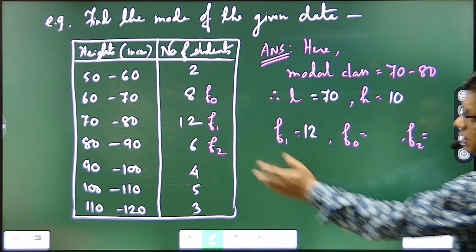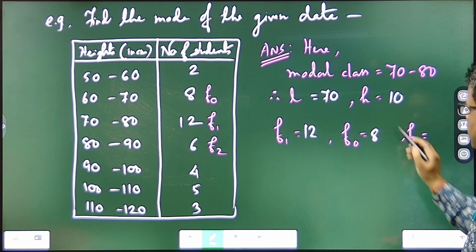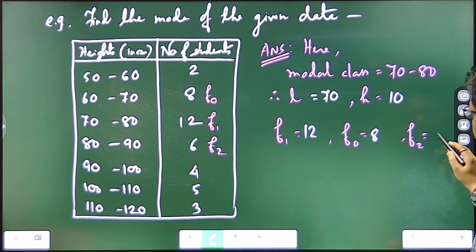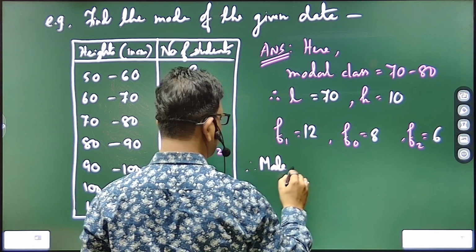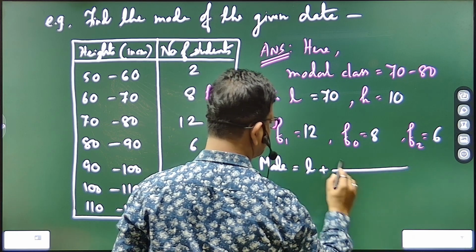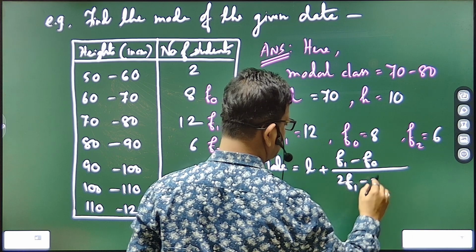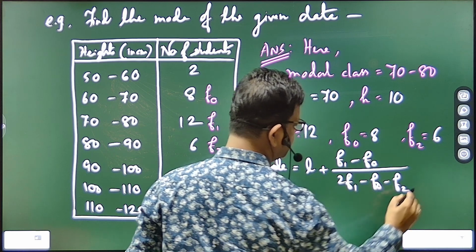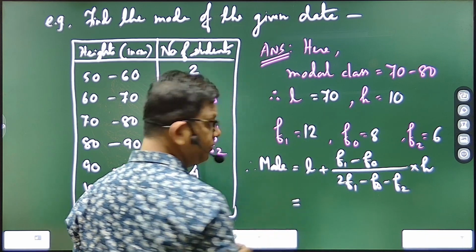Preceding class frequency, that means 8, is your F0, and then 6 is your F2. Is it okay? Done. Now everything is ready. Is there any doubt? You just need to now know the formula. The formula goes like that. Therefore mode equals L plus (F1 minus F0) divided by (2 times F1 minus F0 minus F2), to be multiplied by h. So just put it in and calculate yourself.